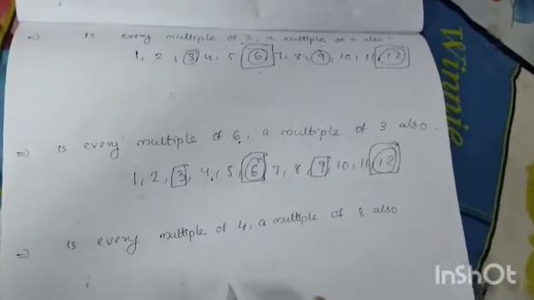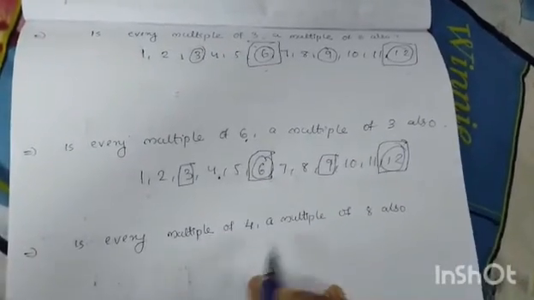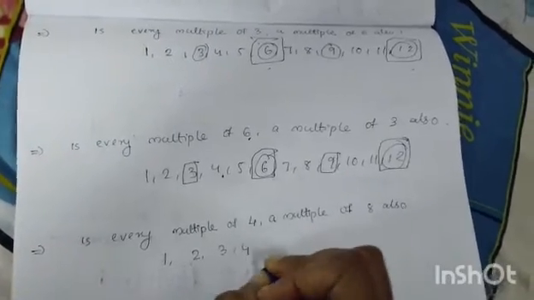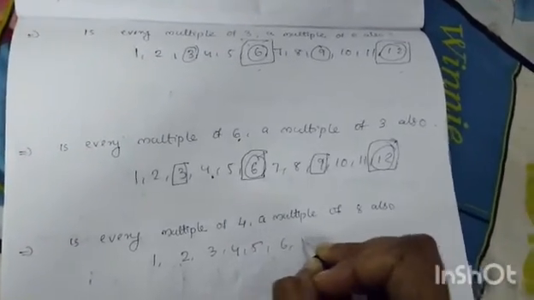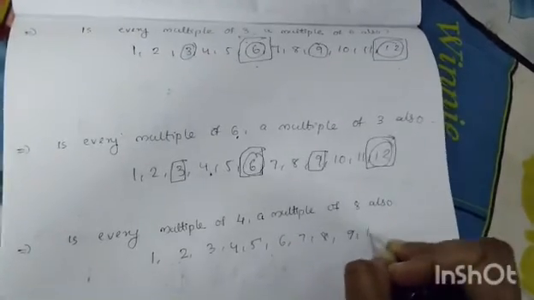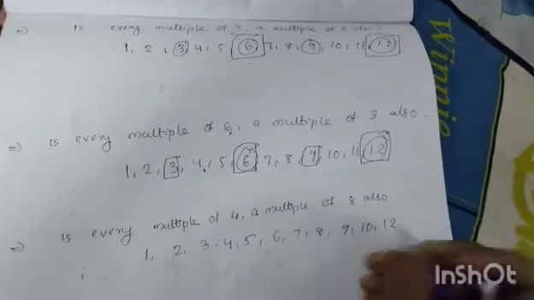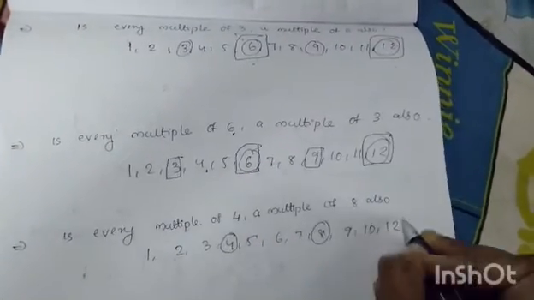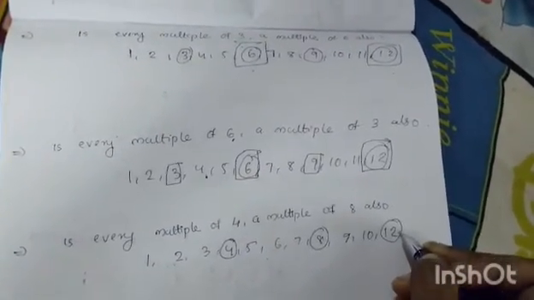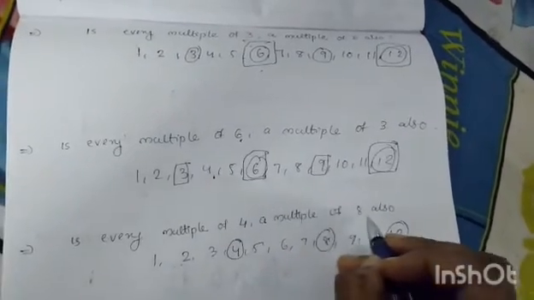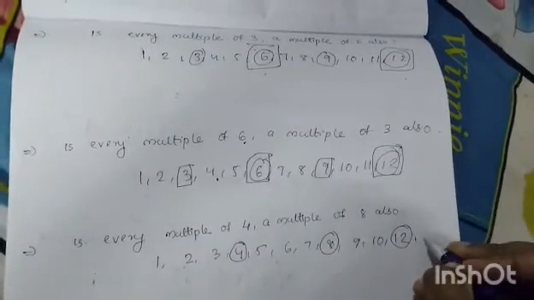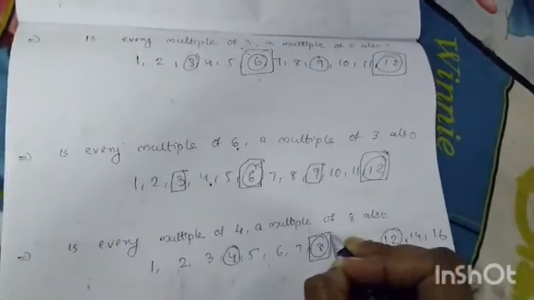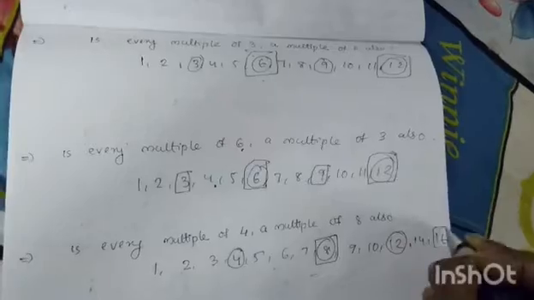Then the last one is: every multiple of 4 is a multiple of 8. Again we list the natural numbers. Then we find the multiples of 4: 4, 8, 12. And we find the multiples of 8: 8. The next multiple is 16.